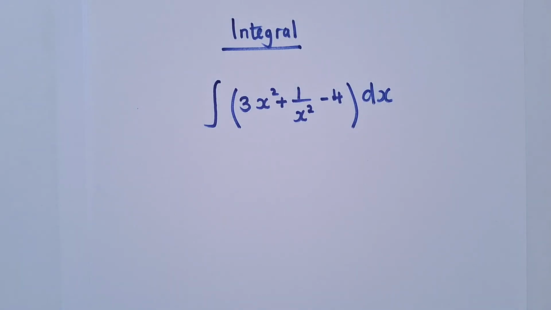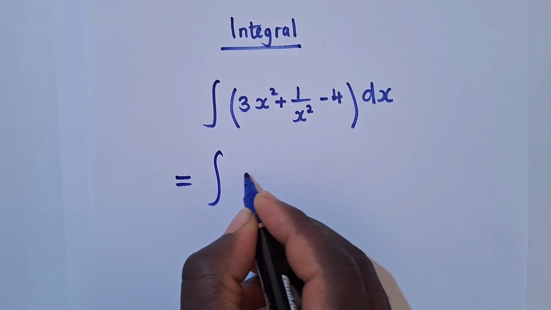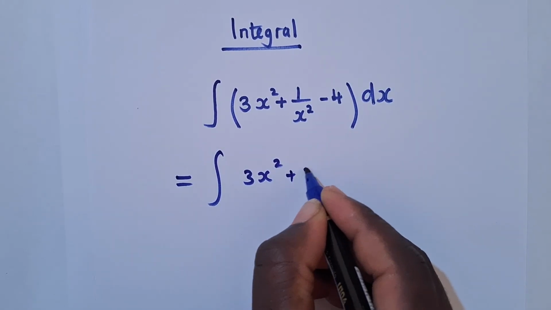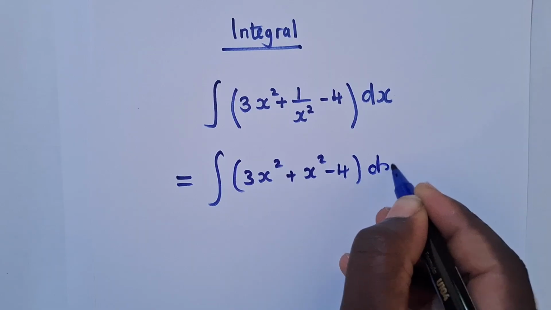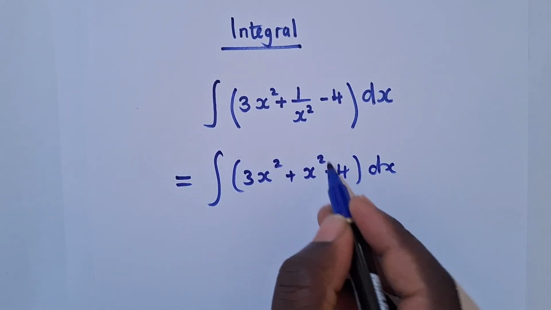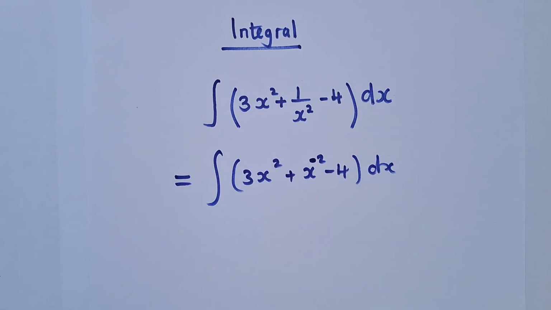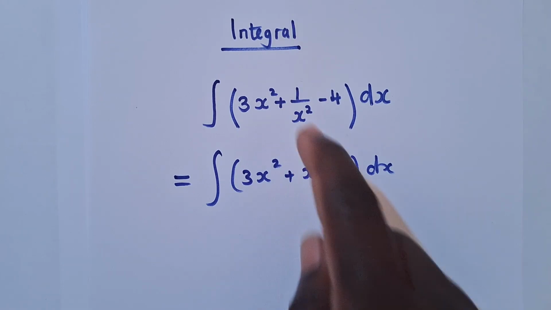The first one, we've got the integral of 3x power 2 plus 1 over x power 2 minus 4. The first thing that we must do here is to copy, and right here we apply the laws of indices, and this will be like this. The reason why we are writing this x power 2 in this manner, with a negative power here, is because when integrating, it's not easy to integrate when a variable you are expecting is a denominator like it is right over here.